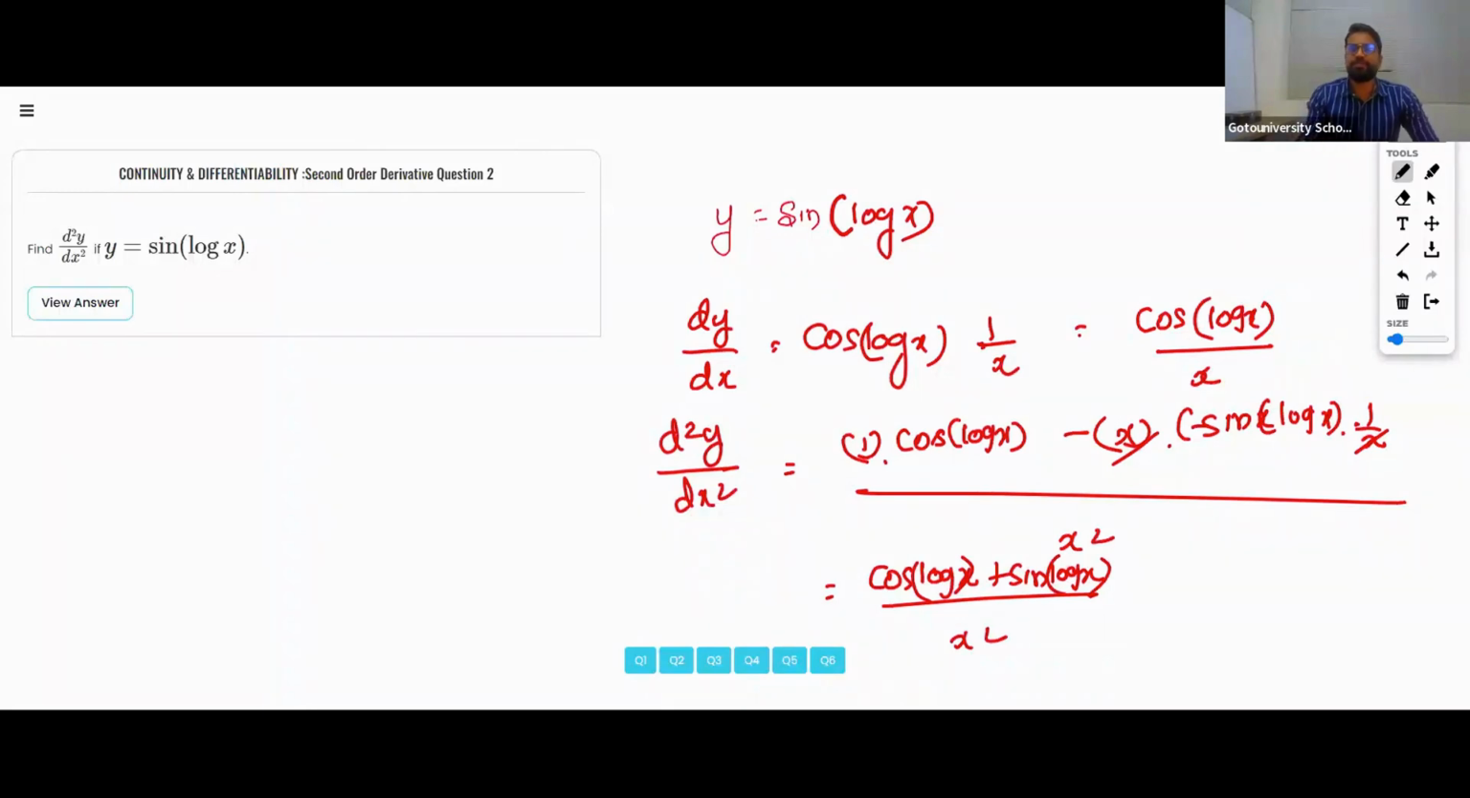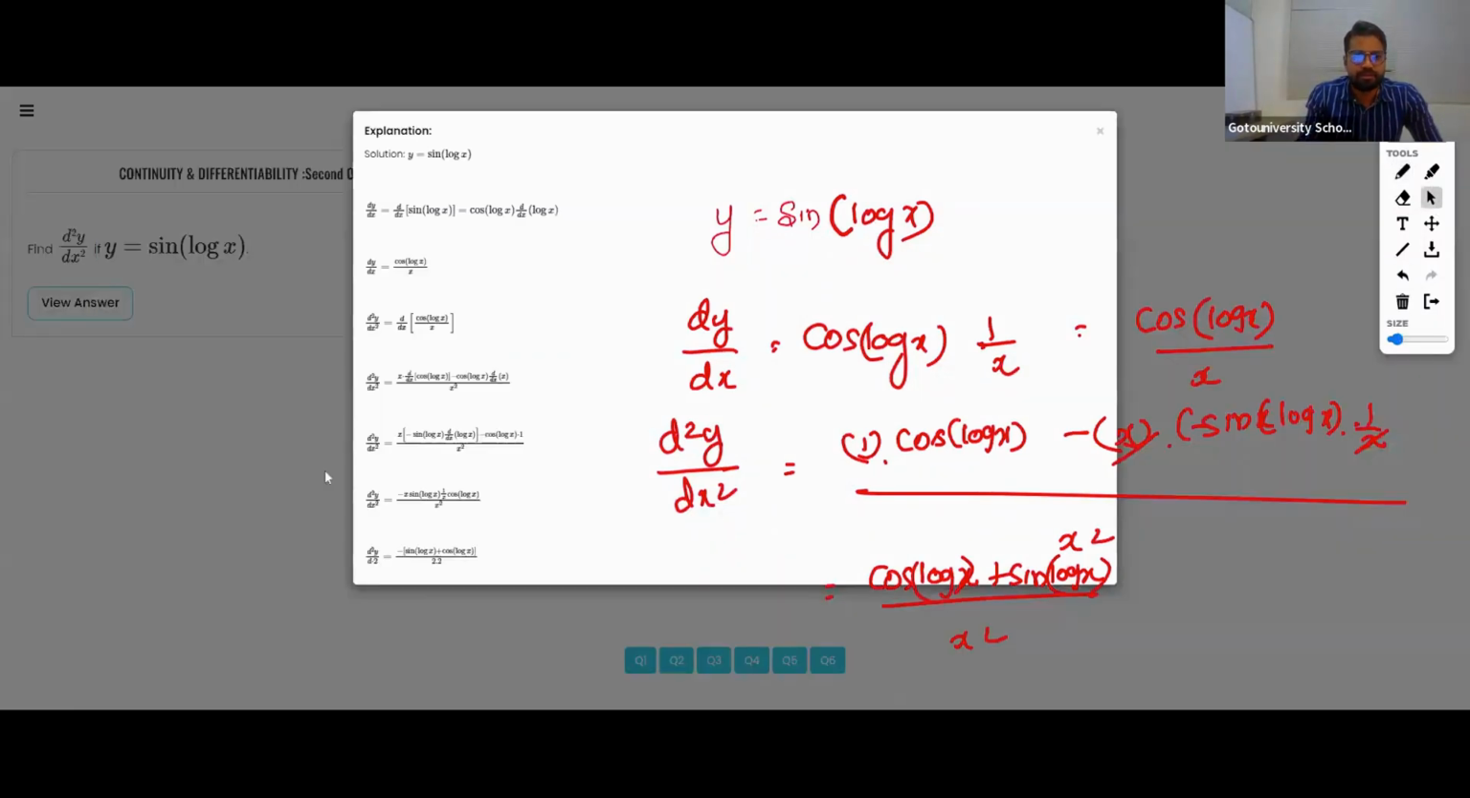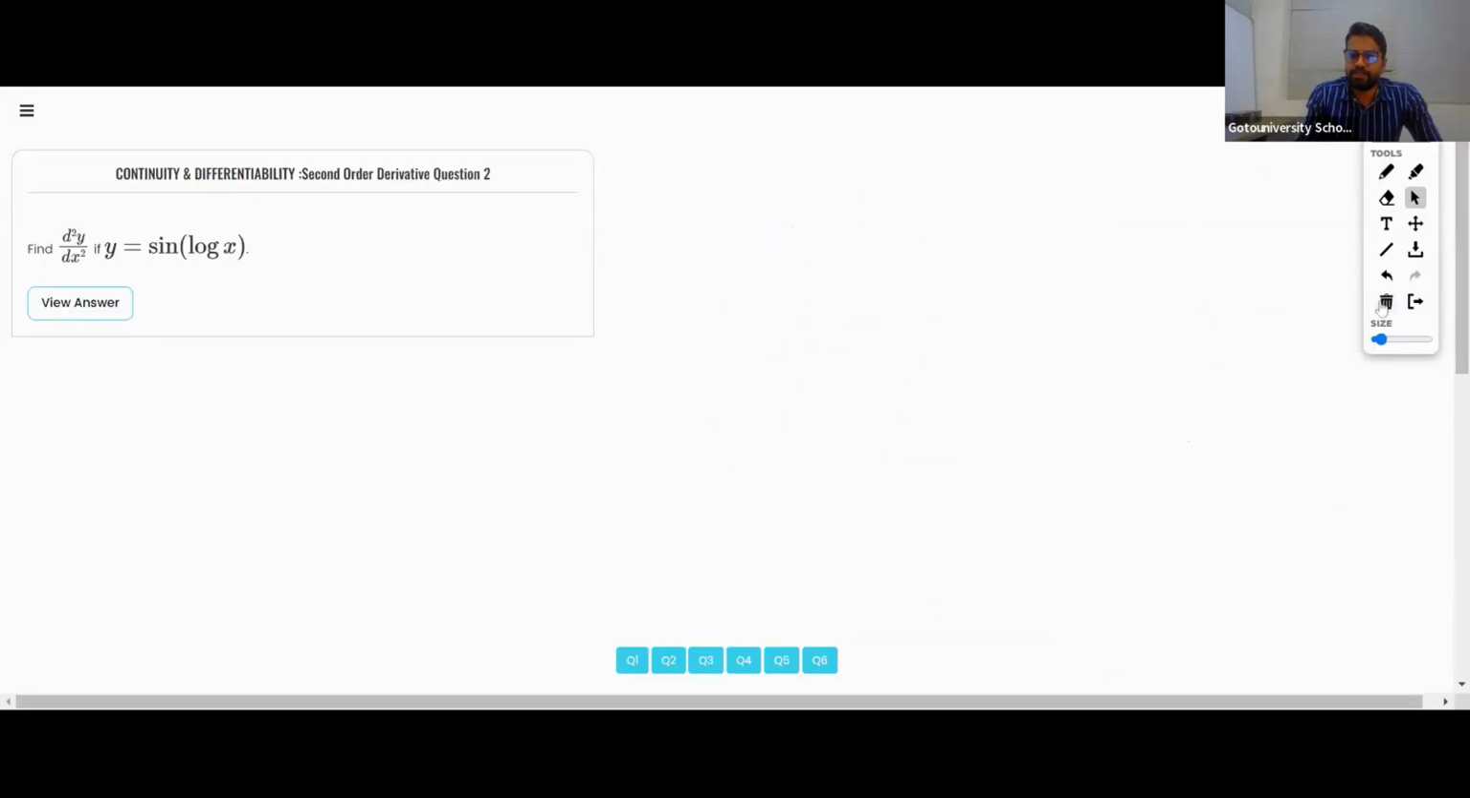Let's see the answer. See, that's what they have got. Minus sine log x plus cos log x. Minus is taken outside by x square. Okay. So next question, please.